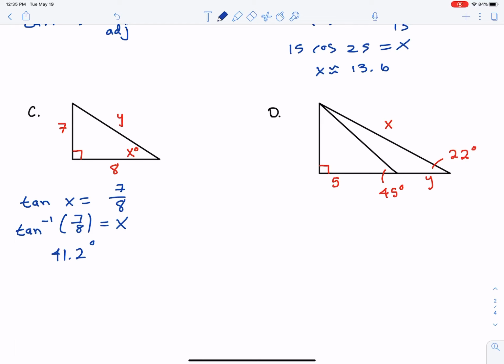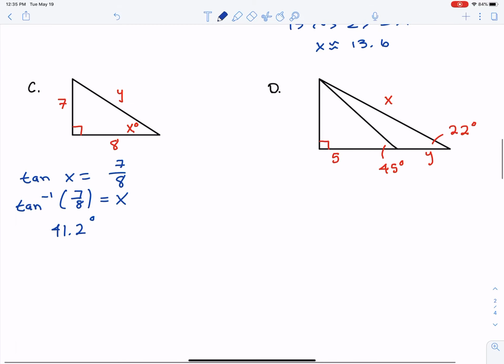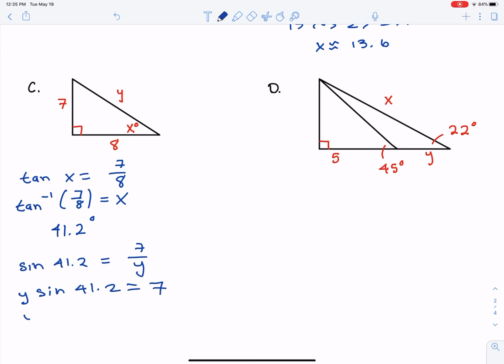But I'm going to use that 41.2, and I'm going to use sine. So I'm going to say the sine of 41.2 equals 7 over y, because why not use it, right? So y times sine of 41.2 equals 7. So y equals 7 divided by sine of 41.2.